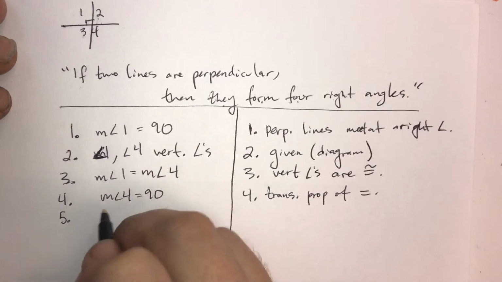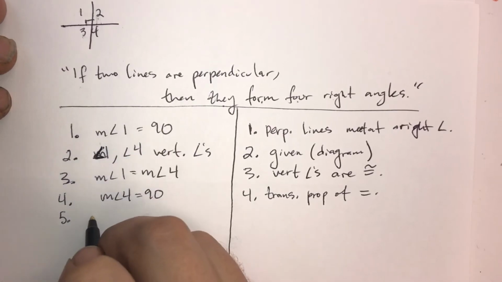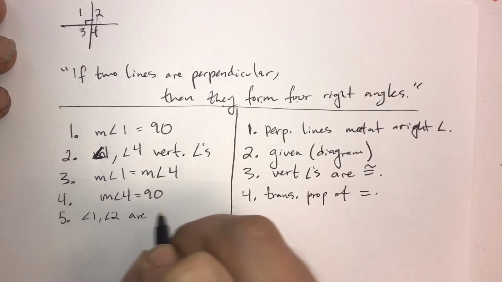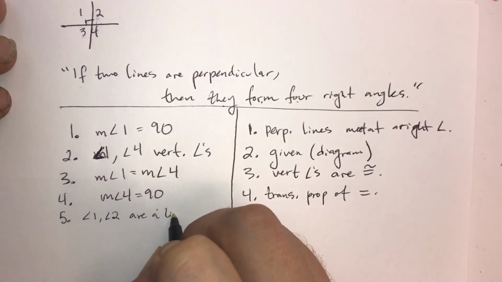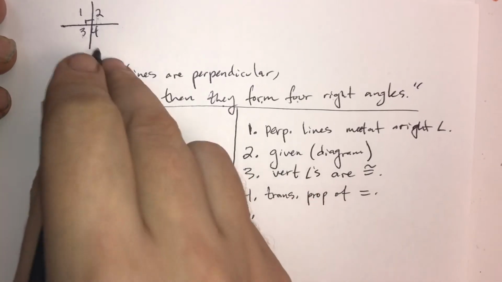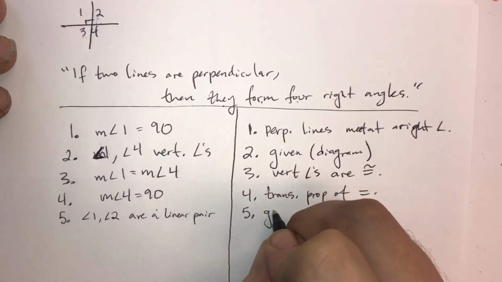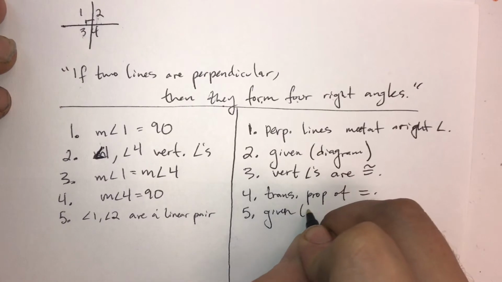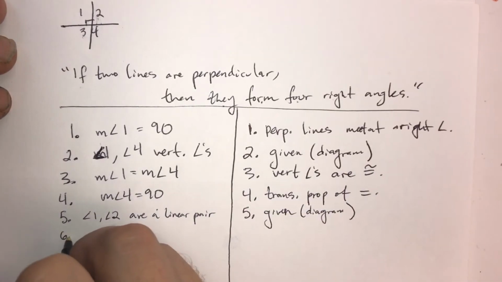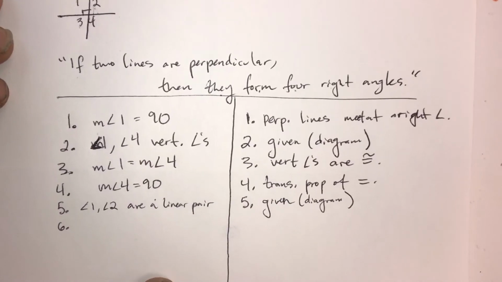So let's do 2. Measure of angle 1 is 90 degrees. Notice that angle 1 and angle 2 are a linear pair. How do we know that? Well, I've got a diagram here. It's given in the diagram. Okay, 6.